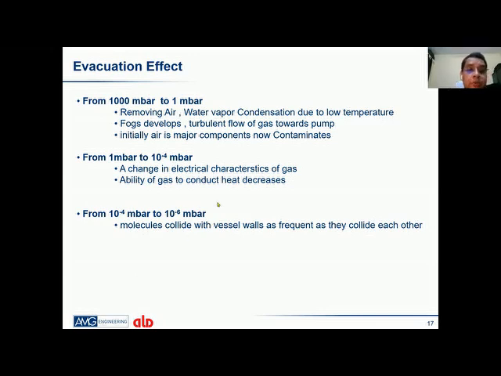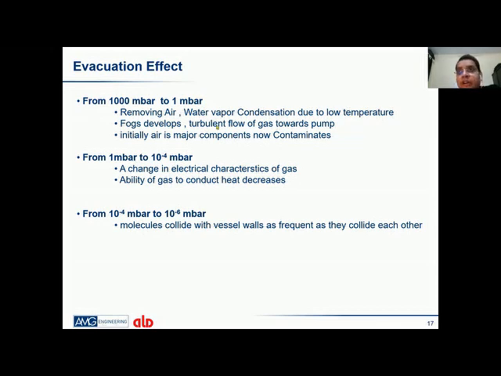So when we start a pump down from atmosphere level inside a chamber, the air will be removed first, and after that the pressure drops from 1000 millibar to 500 millibar and 200 millibar, and then approximately reaches 10 millibar and 1 millibar. As the pressure decreases, from the basic gas laws we have seen that the temperature will also decrease. So there is water vapor condensation inside the vacuum chamber. Sometimes if there is a leak, you will find ice formation also because of the low temperature.